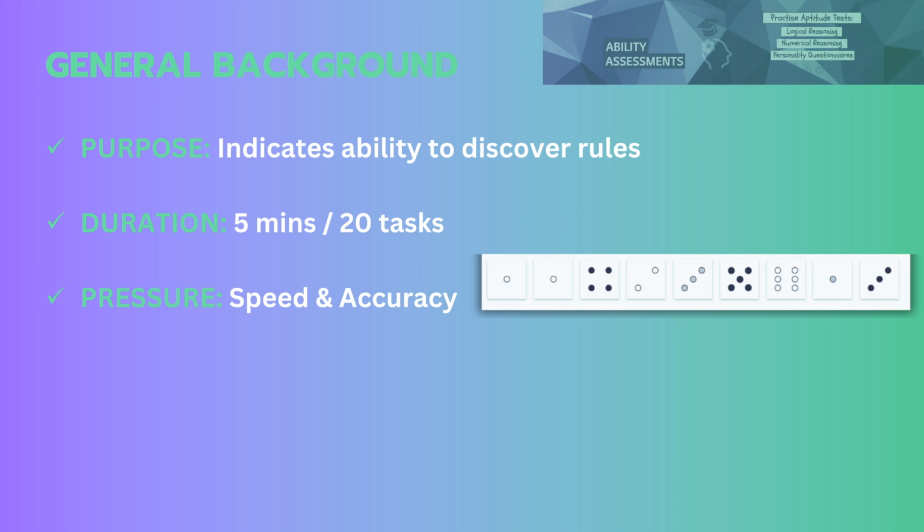The 20 tasks are presented in increasing levels of difficulty. The optimal way to complete this assessment is to complete as many questions as possible as accurately as possible. You are penalized for wrong answers, and so try to avoid guessing. Most people are not able to answer all 20 tasks within the given 5 minutes time frame.